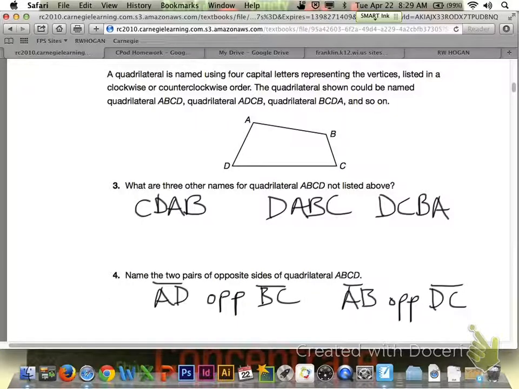If you take a look at number 3, quadrilateral CDAB, quadrilateral DABC, and quadrilateral DCBA are 3 other names that you could give that quadrilateral. 2 pairs of opposite sides in quadrilateral ABCD. You could have line segment AD is opposite of BC and AB is opposite of DC. Remember, those are sides that do not share a common endpoint.